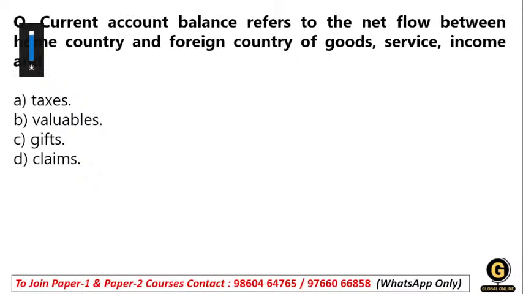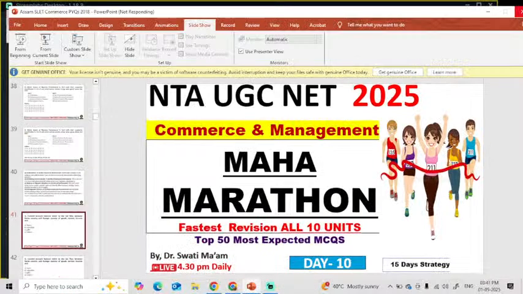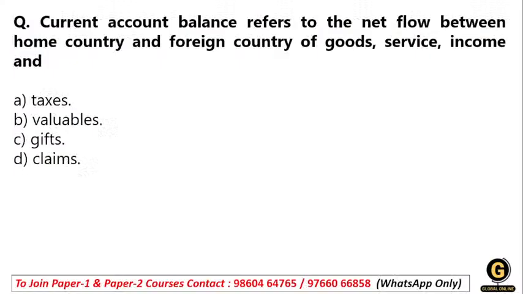Okay, moving on to the next one. Current account balance refers to the net flow between the home country and foreign countries of goods, services and income.